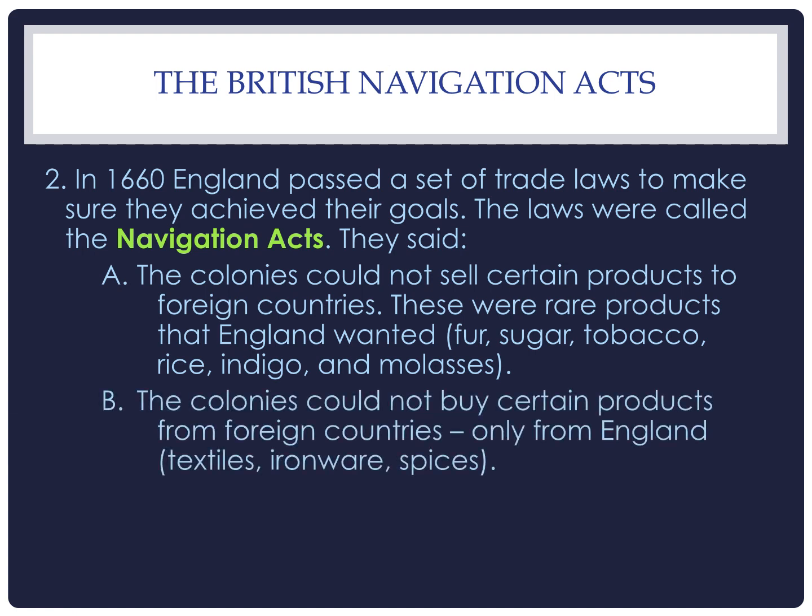Another rule was the colonies could only buy certain things from England. You couldn't buy them from another country. So that included things like textiles or cloth products, ironware, and spices. So again, if you're in the colonies and you want some spices, you can't buy those from other countries. You can only buy them from England.